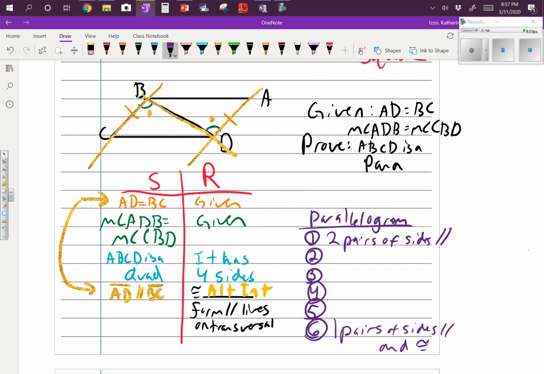I can end this. I can say ABCD is a parallelogram because I have one pair of sides parallel and congruent.